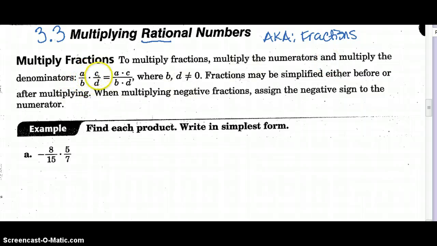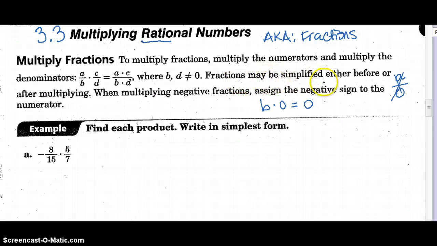So a over b times c over d, you're multiplying the top times the top, the numerators, a times c, over b times d, the denominators. Now, notice that b does not equal 0, neither does d, because you can't have a fraction over 0. It does not exist. It would be no solution. So, of course, neither denominator can be 0, because anything times 0 is going to give us 0. So we can't have a denominator of 0.